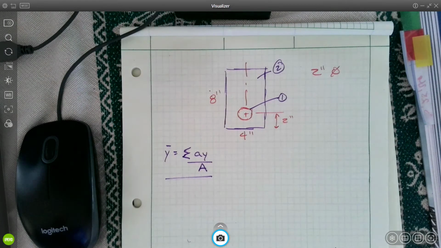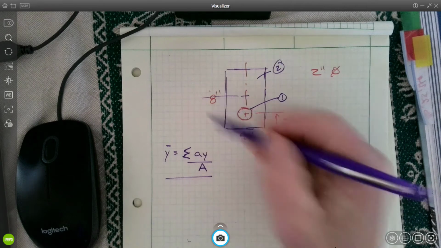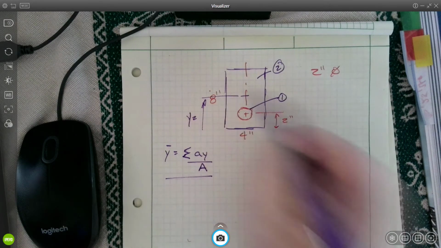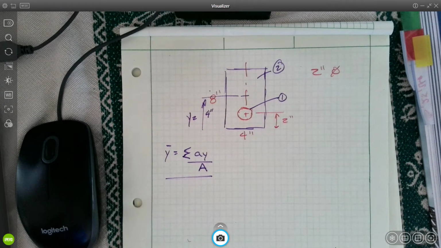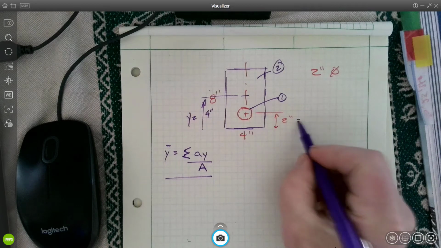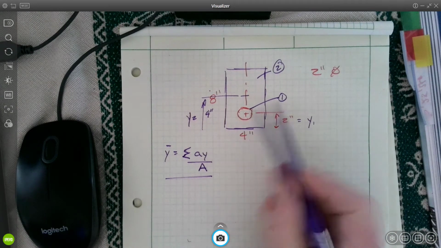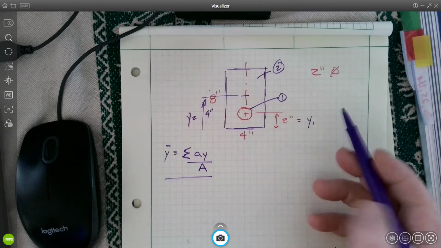And you treat those individually, so you have to know where their y bars are. So for the rectangle, y2 is going to be 4 inches, half of the 8. And then this 2 inches is going to be my y1. If this is shape 1, then this is y1. And those are distances to the centroid.